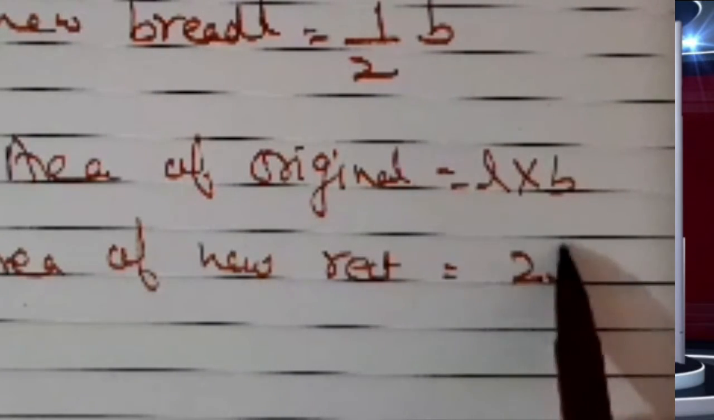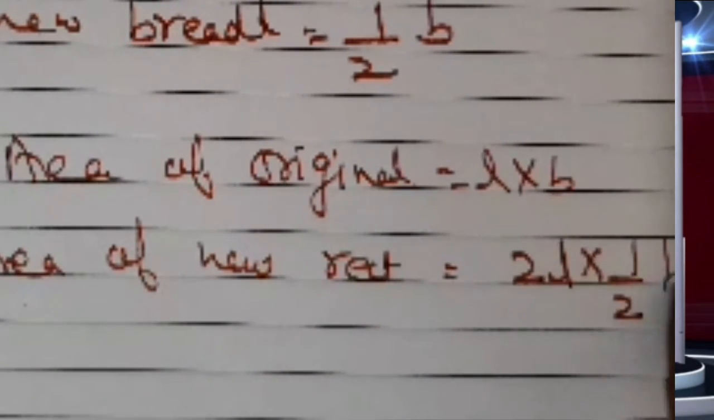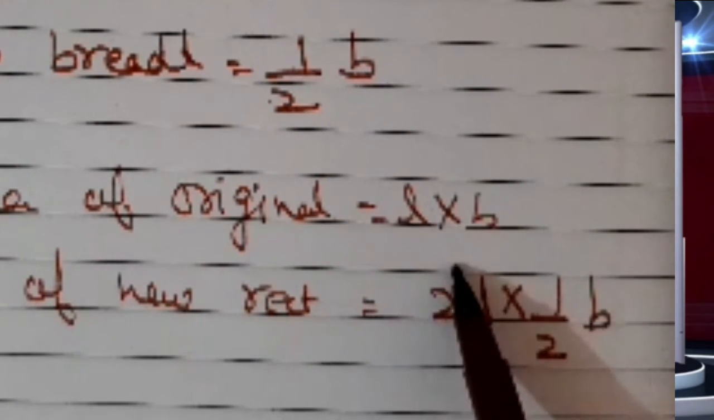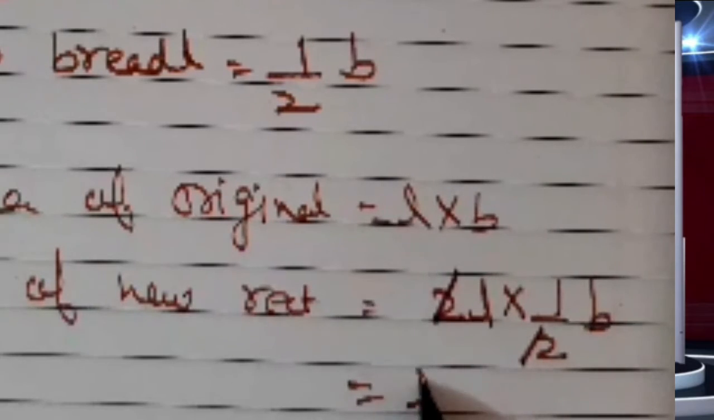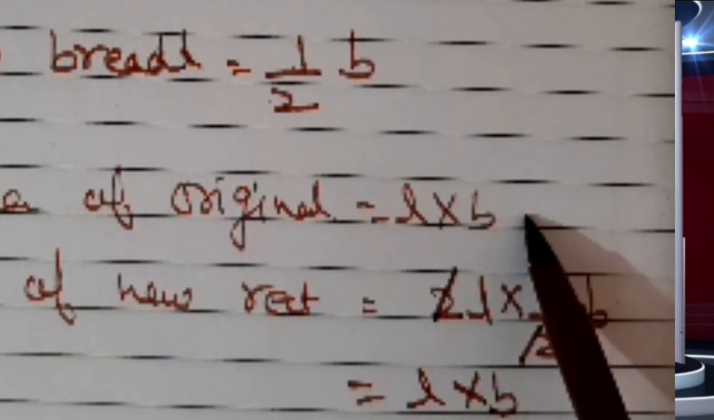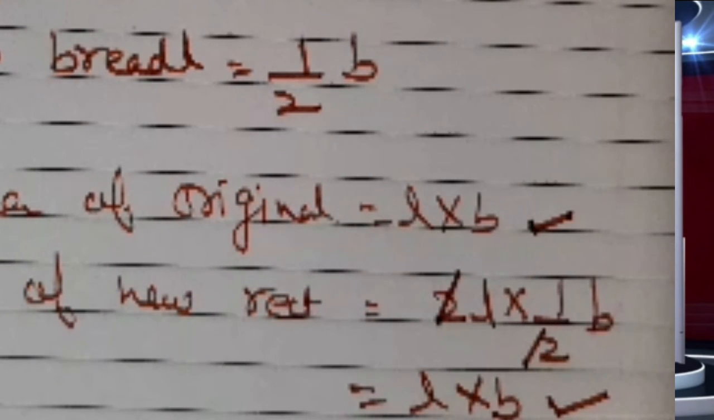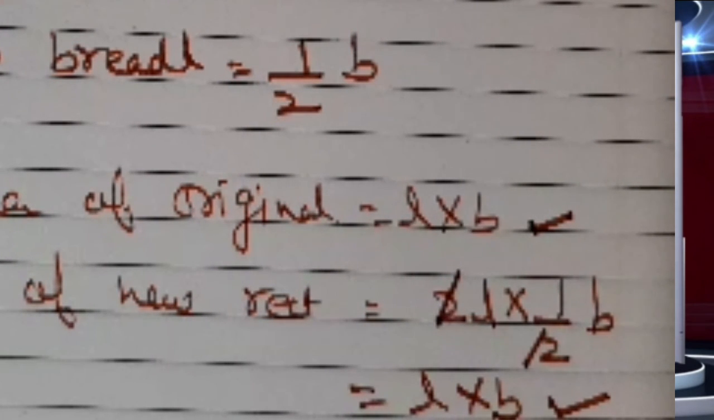Now area of original will be L into B, and area of new will be 2L into half B. See, length is 2L and breadth is half B. So now I will solve this. I can cancel this 2 with this 2. So it is L into B. Original area was also L into B, and new area is also L into B, which means area of new rectangle is equal to the area of original rectangle. Hence, the area remains same.